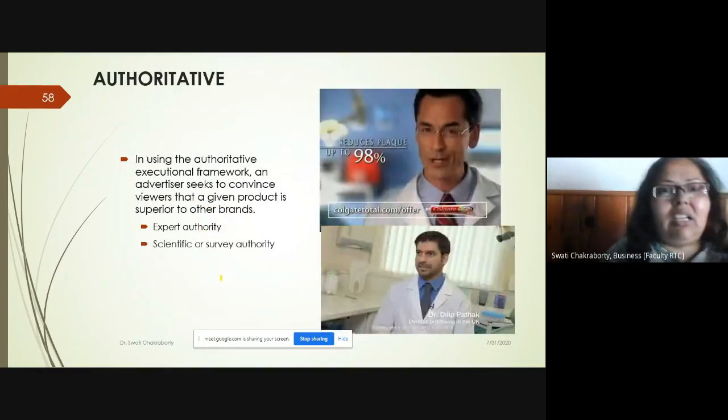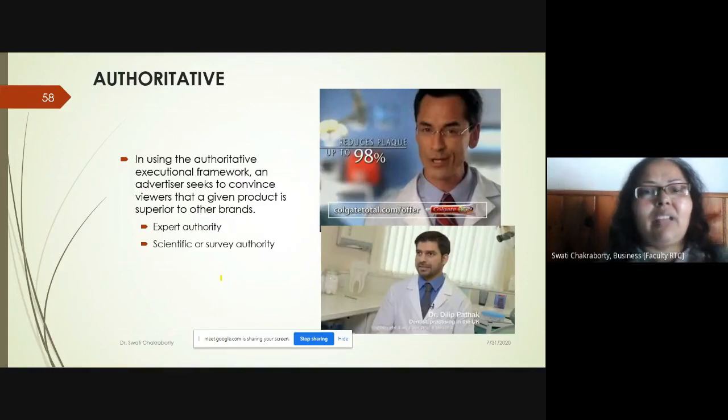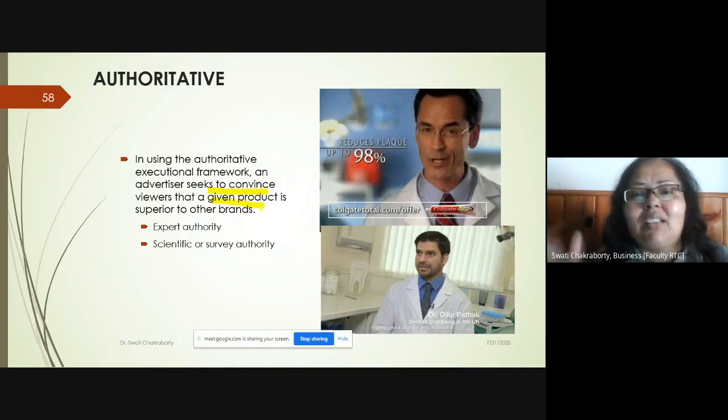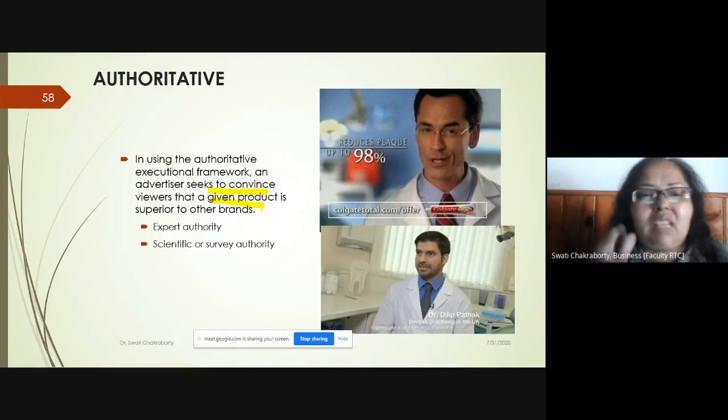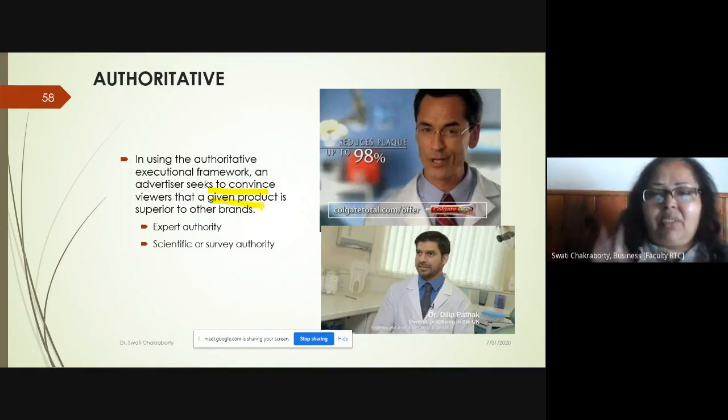Authoritative is where an advertiser actually seeks to convince viewers that the product is superior to other brands. Say Colgate, where we talk about it reducing plaque up to 98%. You're convincing. You have to have experts who are saying this, there has to be some scientific background or some survey which is done. So someone who actually knows about it has to provide evidence.